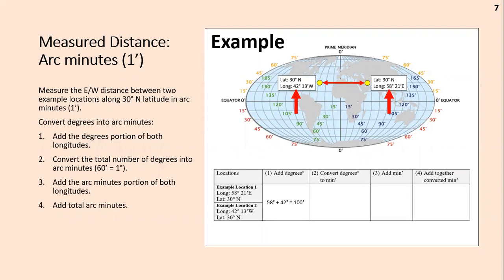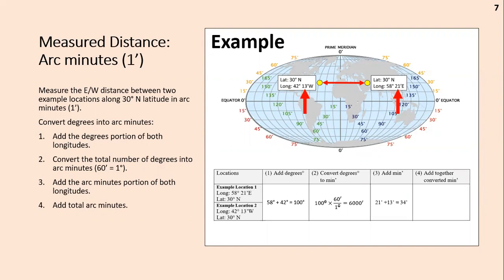First, add together the degrees of each location as seen here in the table. By adding degrees, it gives you the total number of degrees between the 2 locations, or 100 degrees. Next, convert 100 degrees into arc minutes by using the conversion of 60 minutes per 1 degree. This gives the total distance of arc minutes per degree of 6,000 minutes.